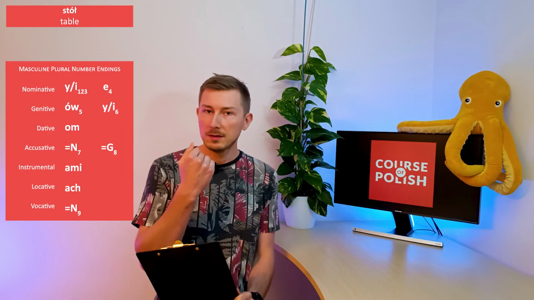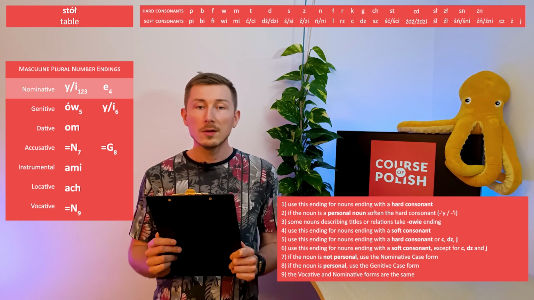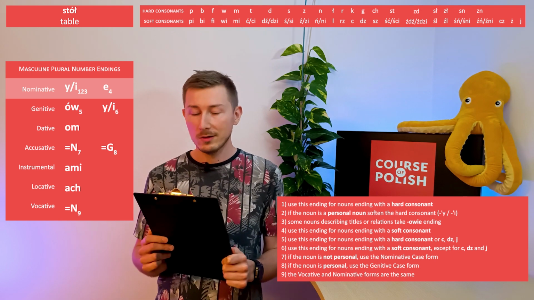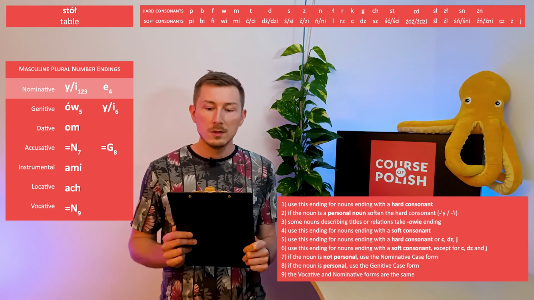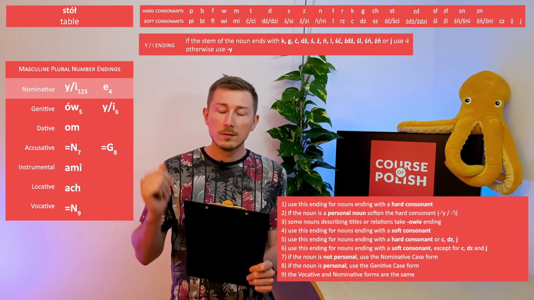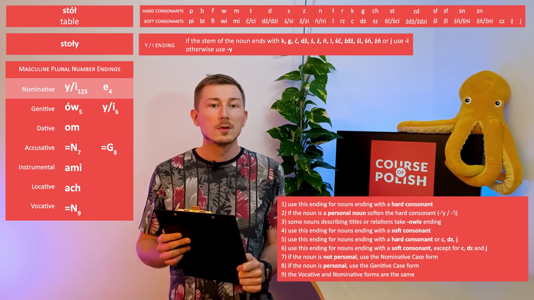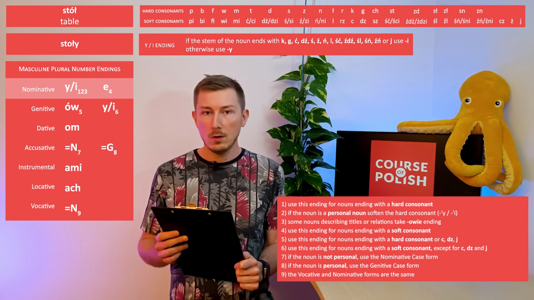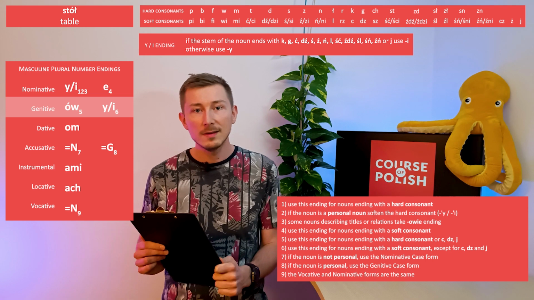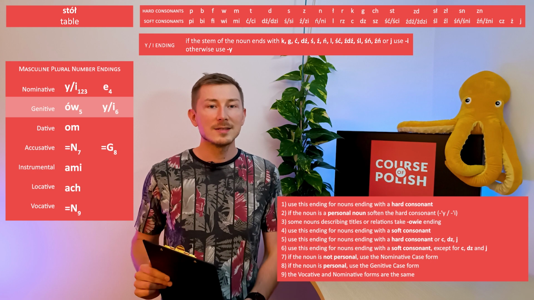Here are the endings and here are the rules. The first case, nominative case. Here we have to use the first ending I because our stem ends with a hard consonant. To decide if we should use I or Y, we have to follow this rule. So if you look at this rule, we have to use Y, so the final form will be stoły. Next case, genitive. Because of the hard consonant, we have to use the first ending, so it will be stołów. Next case, dative.